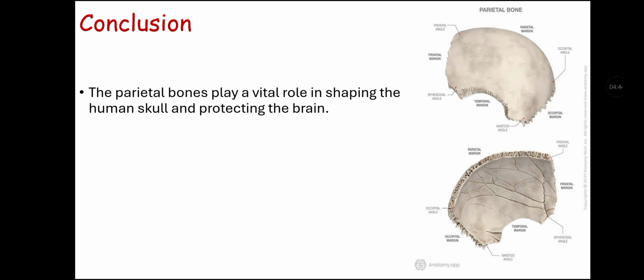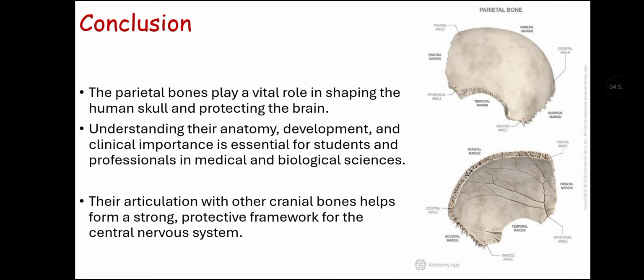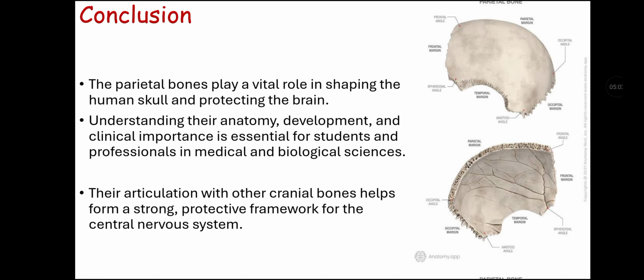Conclusion of this lecture video. Parietal bones play a vital role in shaping the human skull and protecting the brain. Understanding their anatomy, development, and clinical importance is essential for students and professionals in medical and biological sciences. Their articulation with other cranial bones helps form a strong protective framework for the central nervous system.